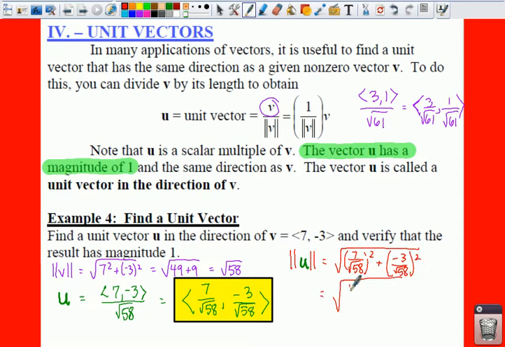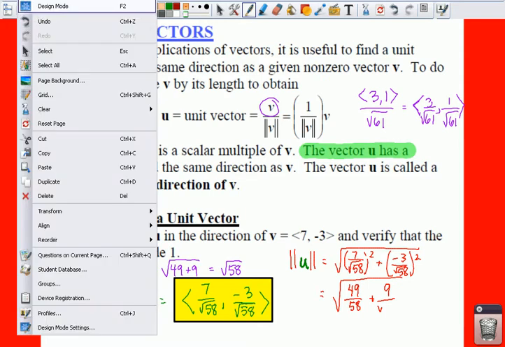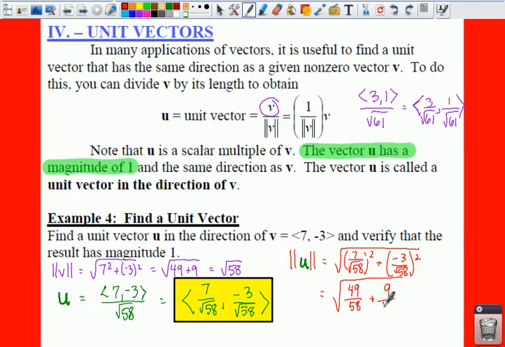So if you square a 7, that gives you 49 over radical 58 squared is just 58, plus negative 3 squared is a 9 over, well, there's no square root anymore. Square root of 58 squared is 58. 49 plus 9 is 58 over 58. So 58 divided by 58 is just a 1. Last time I checked, square root of 1 is equal to 1.